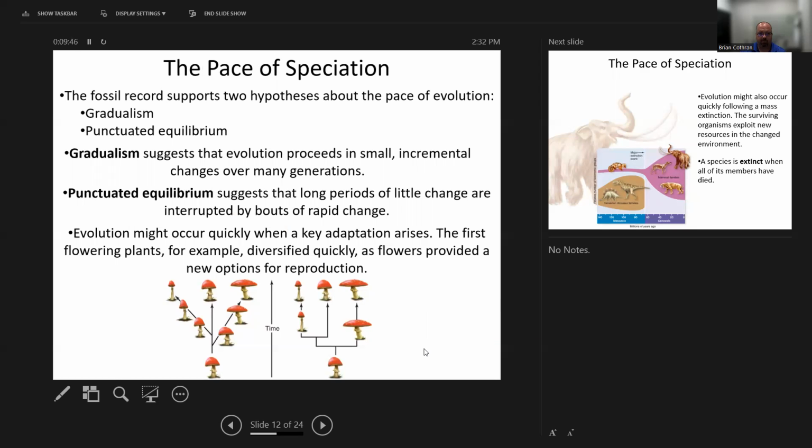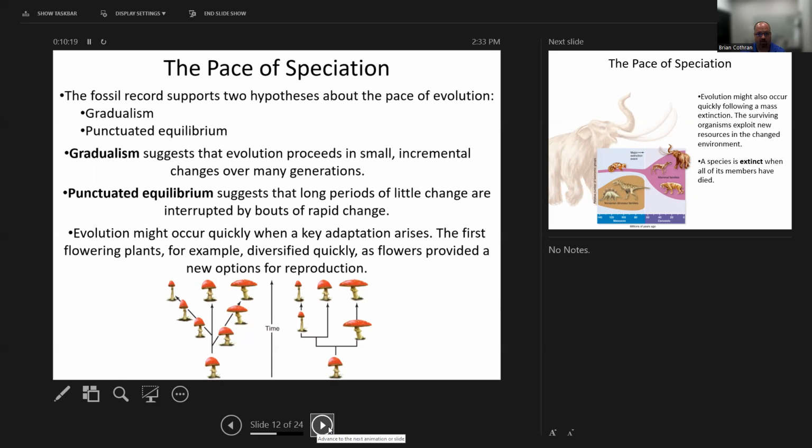So we see both here. And it says evolution might occur quickly when a key adaptation arises. For instance, the first flowering plants diversified quickly as flowers provided a new option for reproduction. And once it kind of took off, all these different species arose in a roughly quick period of time. Now, quick in evolutionary terms is still thousands of years. So again, if you're hoping to sprout wings one day, it's probably not going to happen.